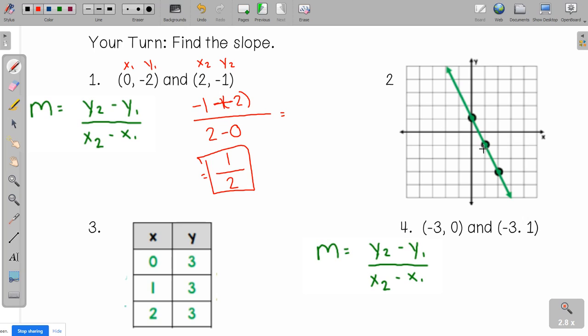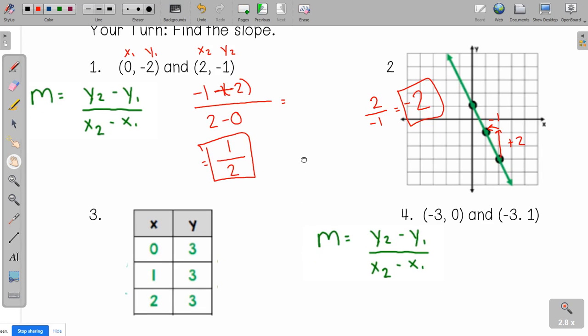We have points. So we're going to do rise over run. So we're going to rise 2, which is positive, to the left 1, which is negative. So we have 2 over negative 1. Same thing as negative 2 over 1.